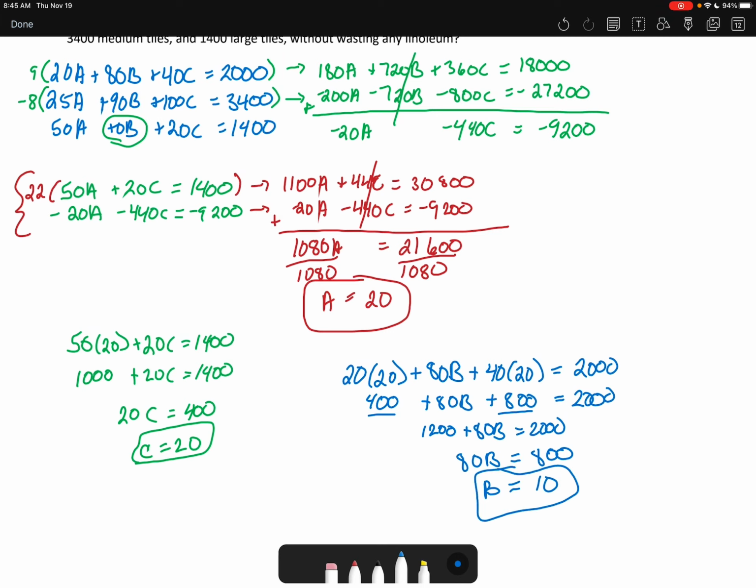So we've found A, B, and C. Depending on how they ask you for your answer, they may ask you to just give them those three values, or as an ordered triple, they would go in their correct order of A first as 20, B next as 10, and C last as 20.